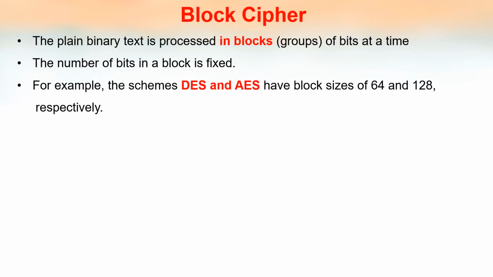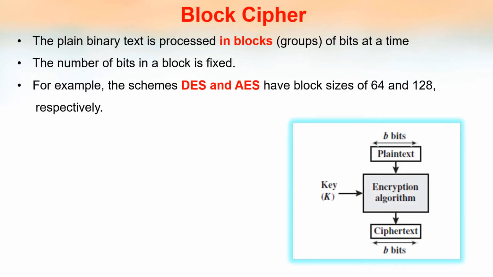Next type is the block cipher. In this, the plain text is converted to ciphertext in blocks. That is, one block of data is taken and that is converted to the corresponding ciphertext. Similarly, the next block of data is taken. Instead of bit by bit, it is done block by block, and the number of bits in a block is fixed. For Data Encryption Standard DES, the block size is 64, and for another algorithm, Advanced Encryption Standard AES, the block size is 128.